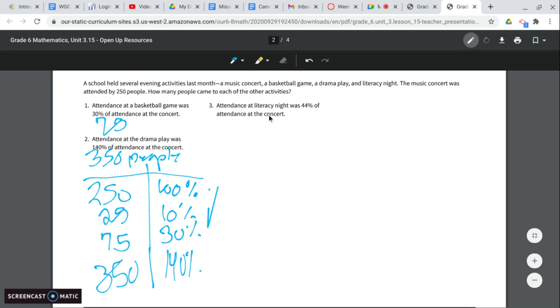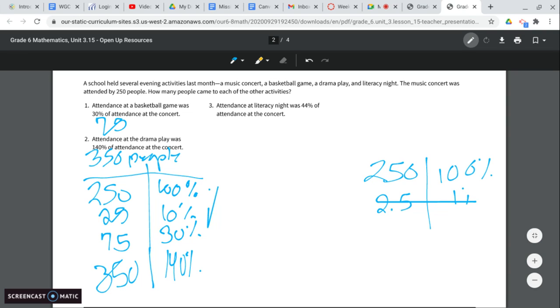For number three, attendance at literacy night was 44% of attendance at the concert. So notice, now we're with 44%. These were all based on tens, so it was a little easier, but now we're looking at 44%. And so we need to take that percentage all the way down to 1%. So if 250 is 100%, 1%, we're going to move the decimal twice now, so it's 2.5. So 2.5 people is 1%.